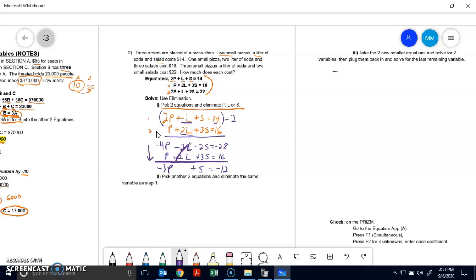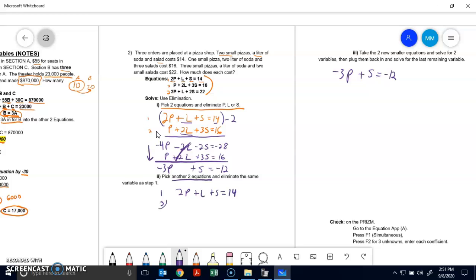I'm actually going to go ahead and write that one over here because we're going to be using it in just a moment. Now I'm ready for the second equation. And so I'm going to pick two other equations. I already used equation 1 and equation 2. This time I'm going to use equation 1 and 3, a different combination. So I used this combination, 2p plus L plus s equals 14.